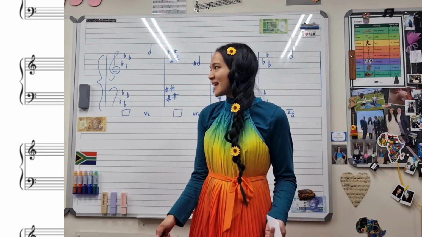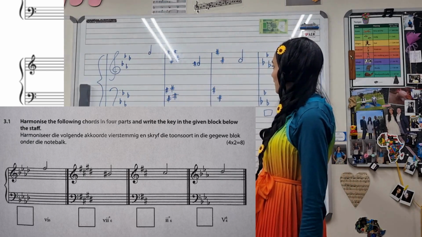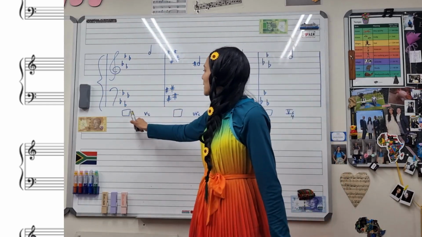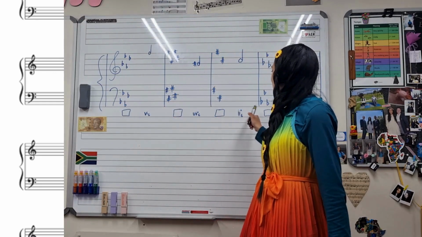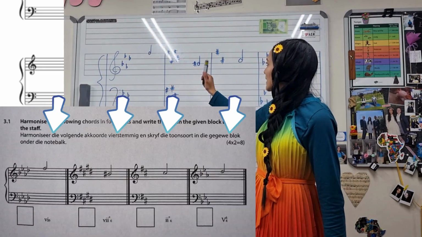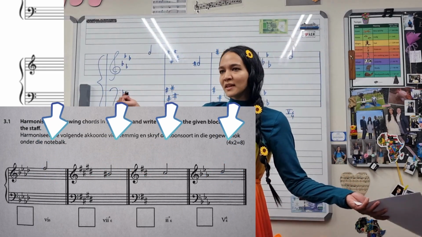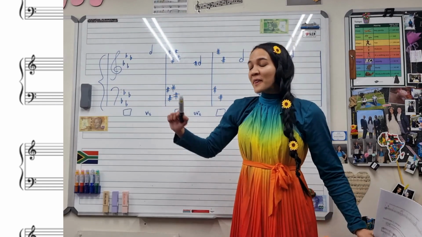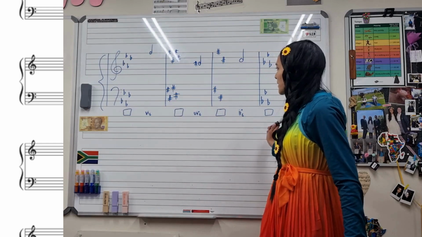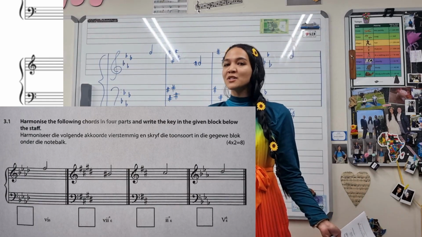Firstly, chords in isolation. So here in question 3.1 they tell us to harmonize the following chords in 4 parts, and then we of course have to write the key in the given blocks. They do give us at least one chord note in each of the exercises, and we'll see here they give us a soprano voice. It doesn't really matter which voice they give us. So they give us the chord figurations, and by the chord figurations we will already be able to tell mostly what is major, what is minor.